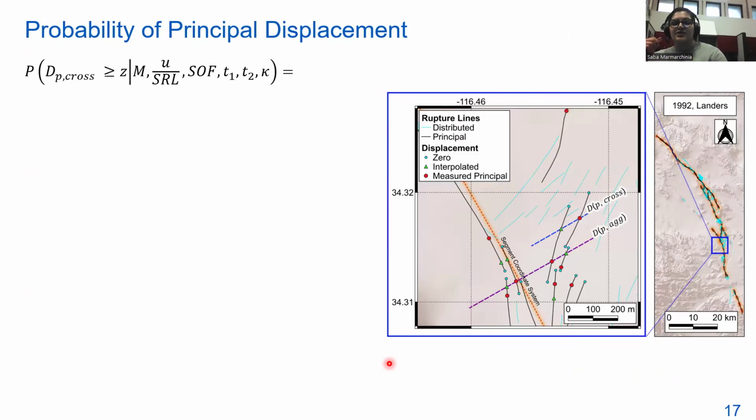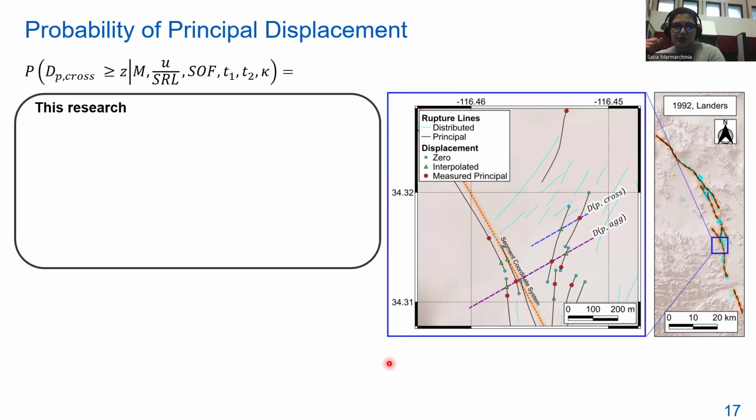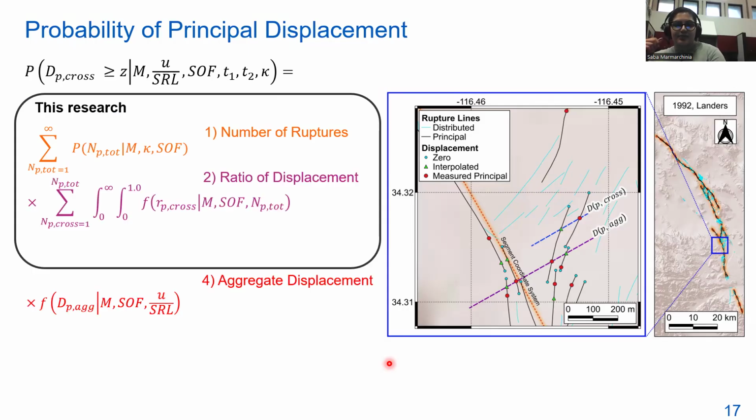So with having these three new components and the aggregate displacement model from previous work, we can now describe the probability of exceedance for principal displacement, which is equal to, for any possible number of overlapping ruptures, how the aggregate displacement is distributed among these overlapping ruptures, and which combination of these ruptures our structure will cross.